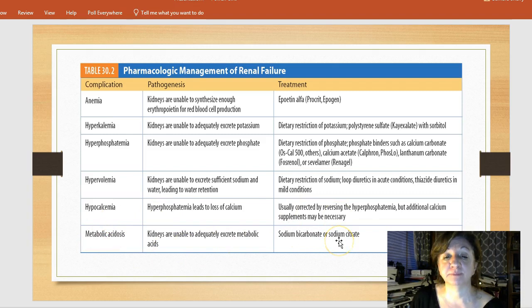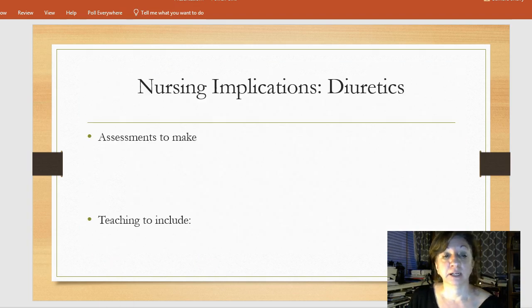And then possibly needing to correct metabolic acidosis. So those are some things to consider. And then also consider what are some foods that are high in potassium so that you can talk to your patients about restricting those in their diet. And again, here are some more questions for you to think about.